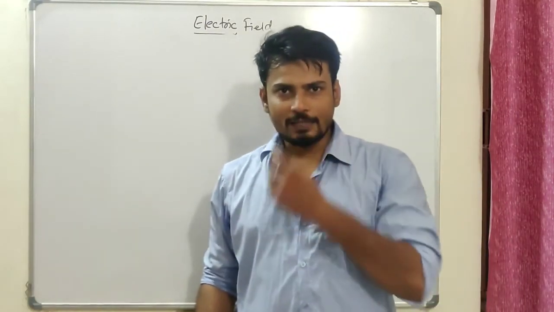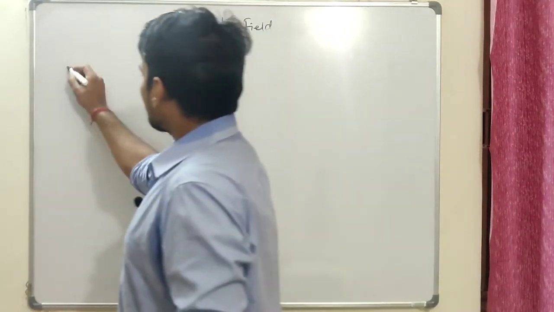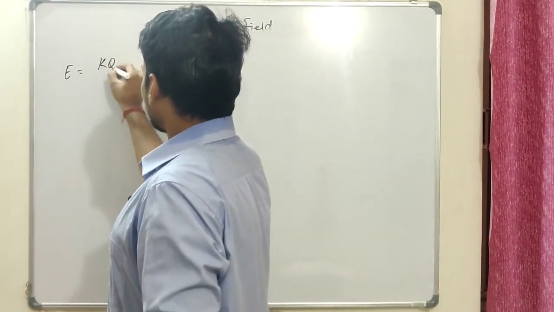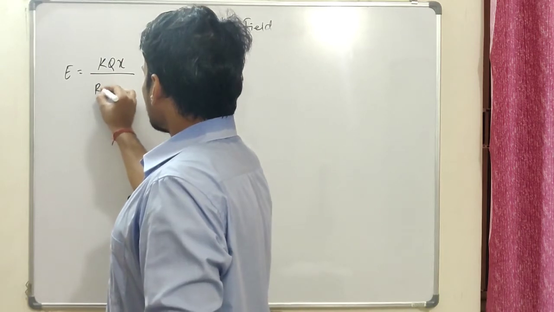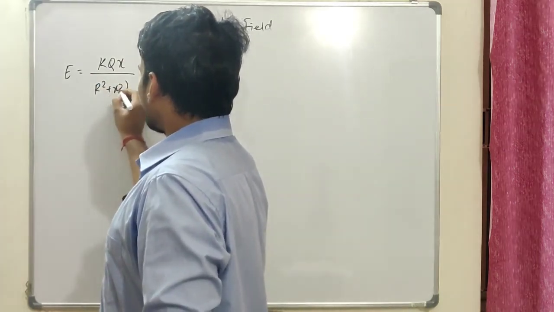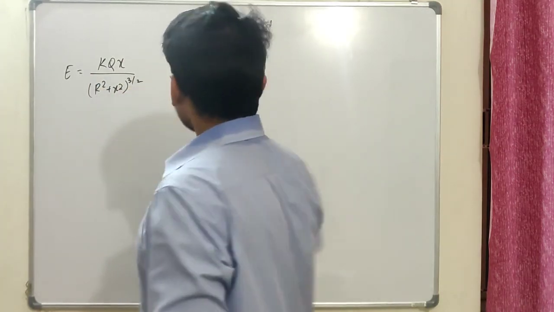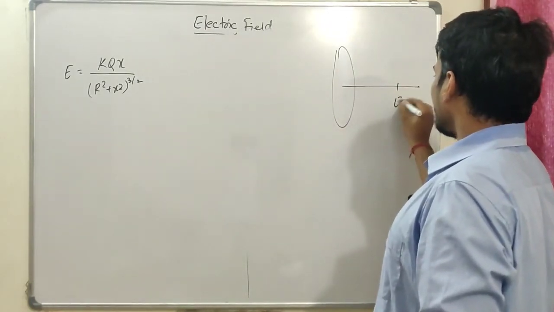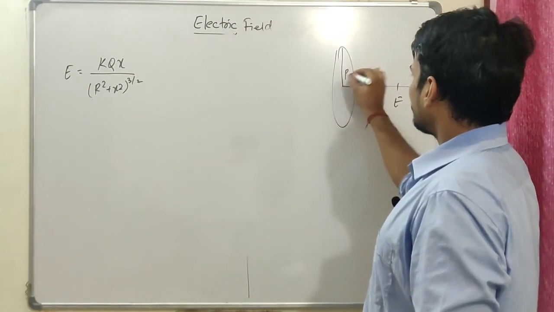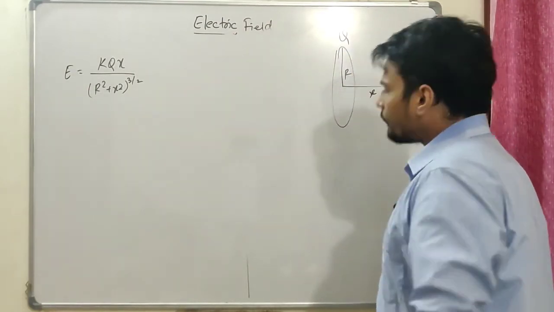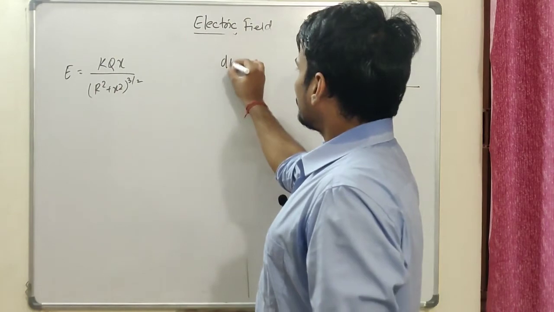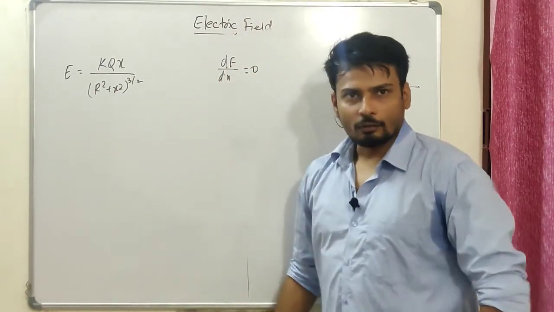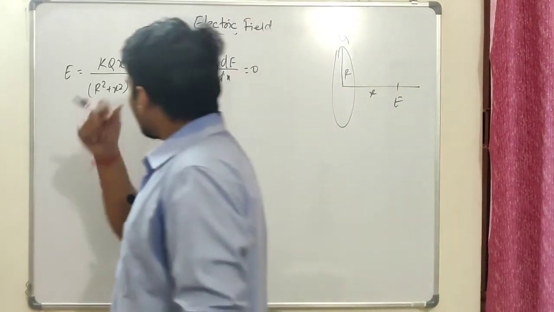Alright, I'm sure you must have done this. So we know that E on the axis of the ring is nothing but kqx over (r square plus x square) to the power of 3 by 2. So this is basically the field on the axis of the ring at distance x, with radius r and charge q. We know that for maxima or minima, dE by dx should be 0. This is pure mathematical calculation, I'm sure you can do it, so I'm doing it quite quickly.